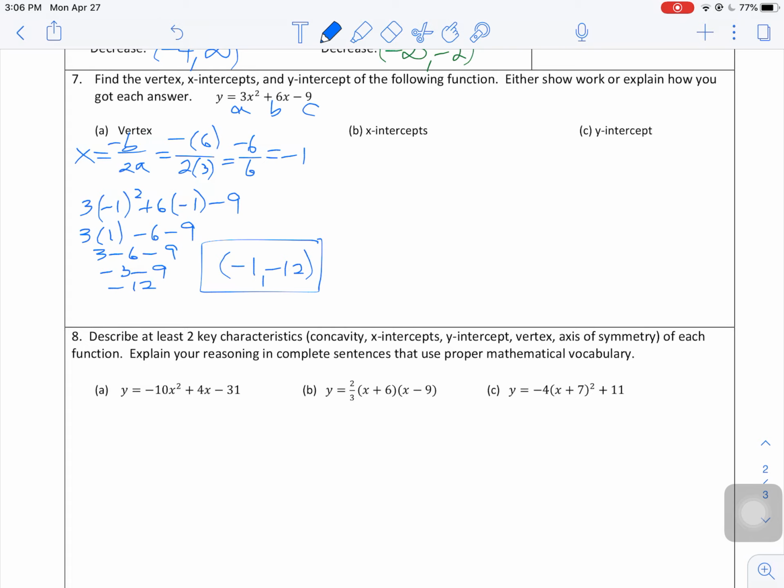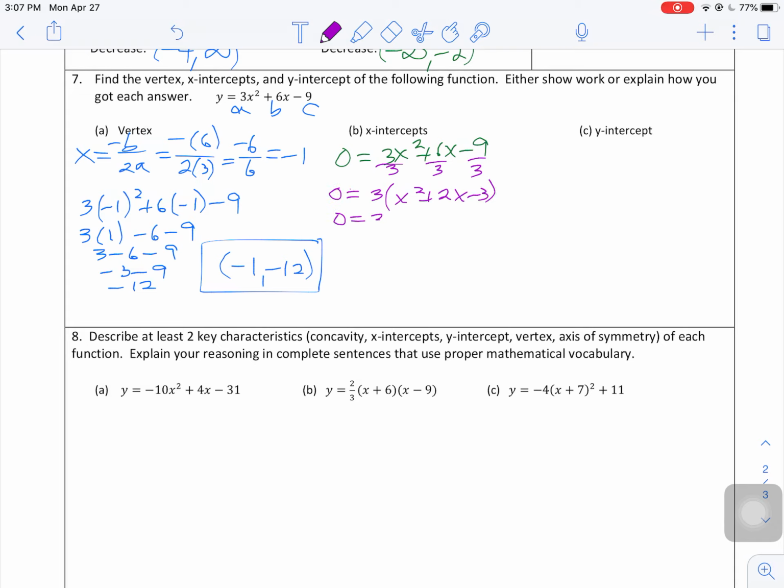For part B with x-intercepts, if you're on the x-axis, y has to be 0. So we have 0 equals 3x squared plus 6x minus 9. I see a greatest common factor, so I want to factor out the 3 first. So if you see a GCF, you always want to factor that out first.